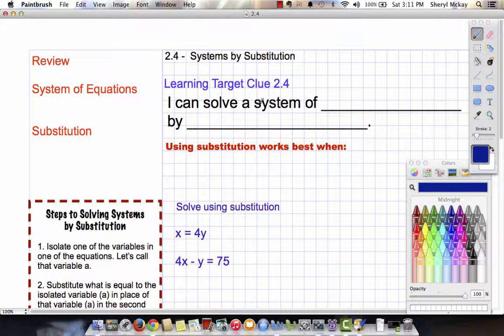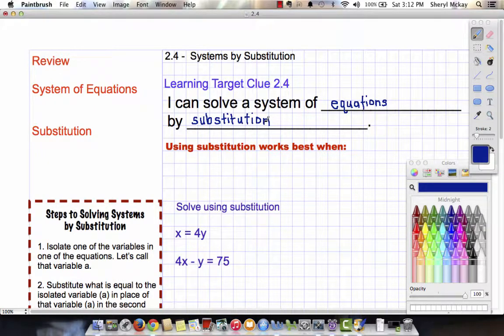So learning target clue 2-4. And that learning target is I can solve a system of equations. So go ahead and write the words "equations by substitution." And that's what this entire lesson is going to be about: how to solve a system of equations using something other than graphing, using a method called substitution.